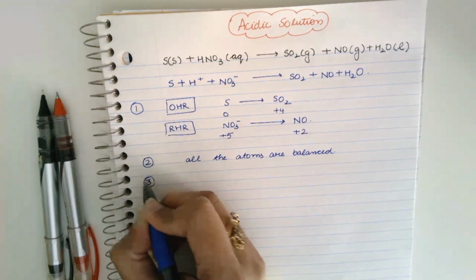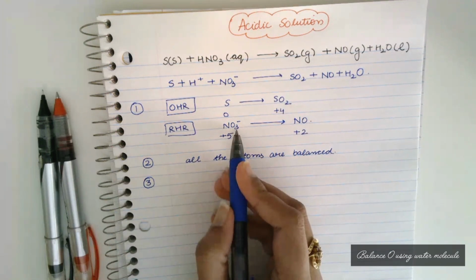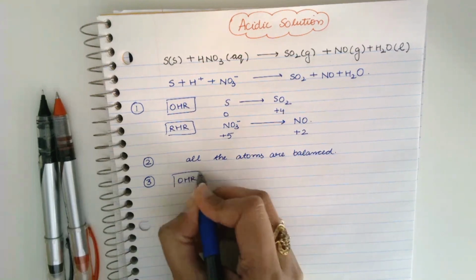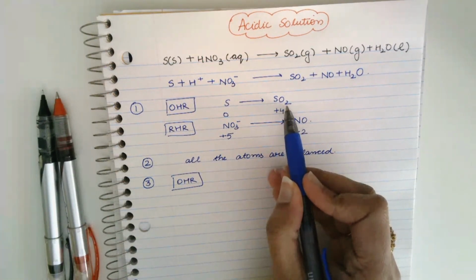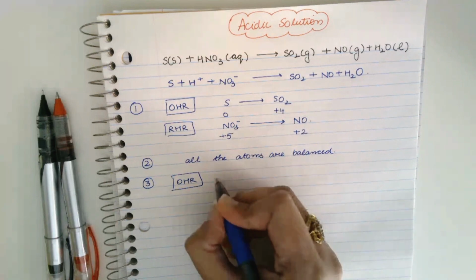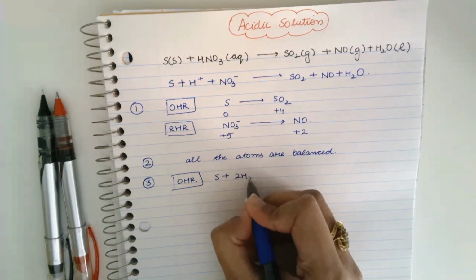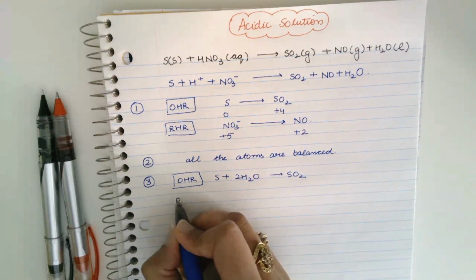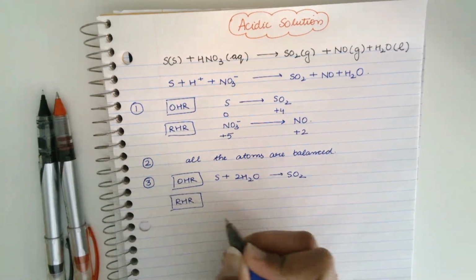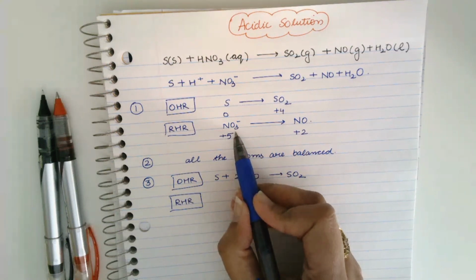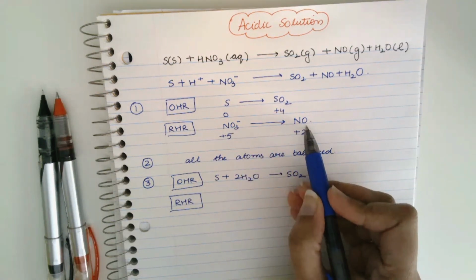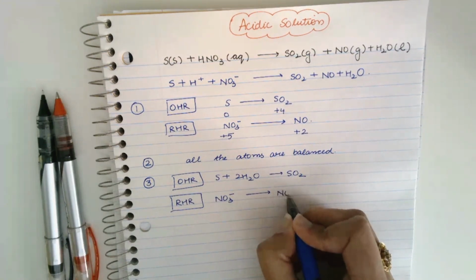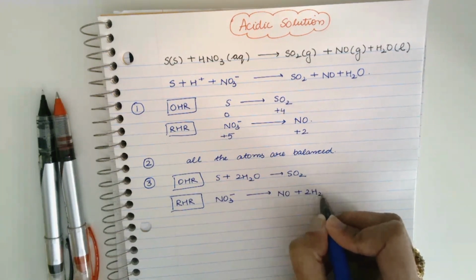Now in the third step, we are going to balance the oxygen atoms by adding water molecules. For the oxidation half reaction, we have two oxygens on the right side of this equation. That means we are going to add two water molecules on the left side to balance oxygen. For the reduction half reaction, we have three oxygens on the left side and one oxygen on the right side. That means we are going to add two water molecules on the right side to balance the oxygen.